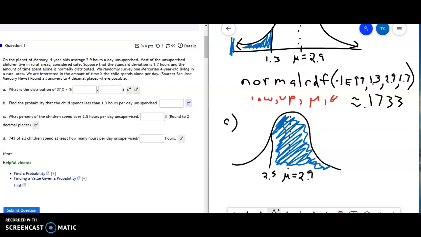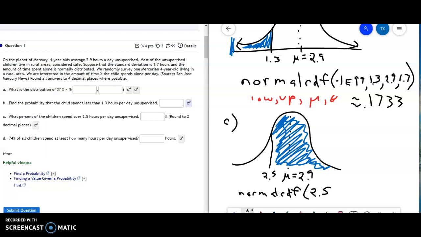But to actually find that area, if we want to find the area under the curve, and it's a normal curve, we're going to use that normal CDF. And we have to tell it 4 values: lower, upper, mu, sigma. The lower this time is the 2.5, because as you move left to right, that's your lower end of the shading. And the shading continues forever to the right, so technically the upper bound is infinity.